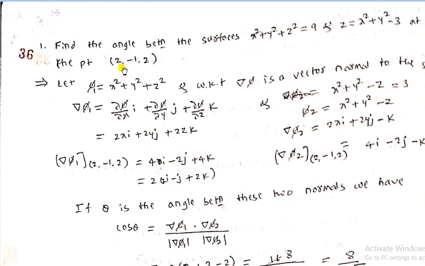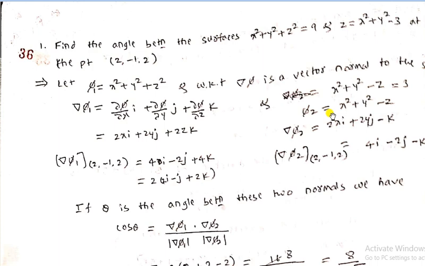So differentiate phi 1 with respect to x, y, z partially, we will get 2xi plus 2yj plus 2zk. Then use the point (2, -1, 2). So x is 2, y is minus 1, z is 2. So we will get 4i minus 2j plus 4k, or after taking 2 as common it becomes 2i minus j plus 2k, which is the first surface.